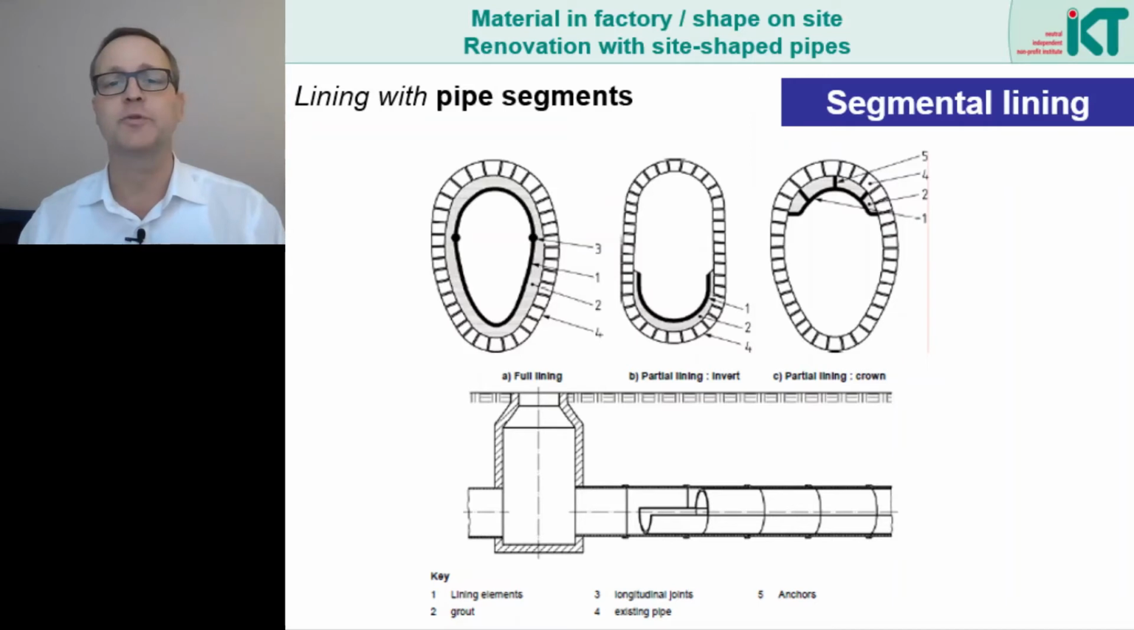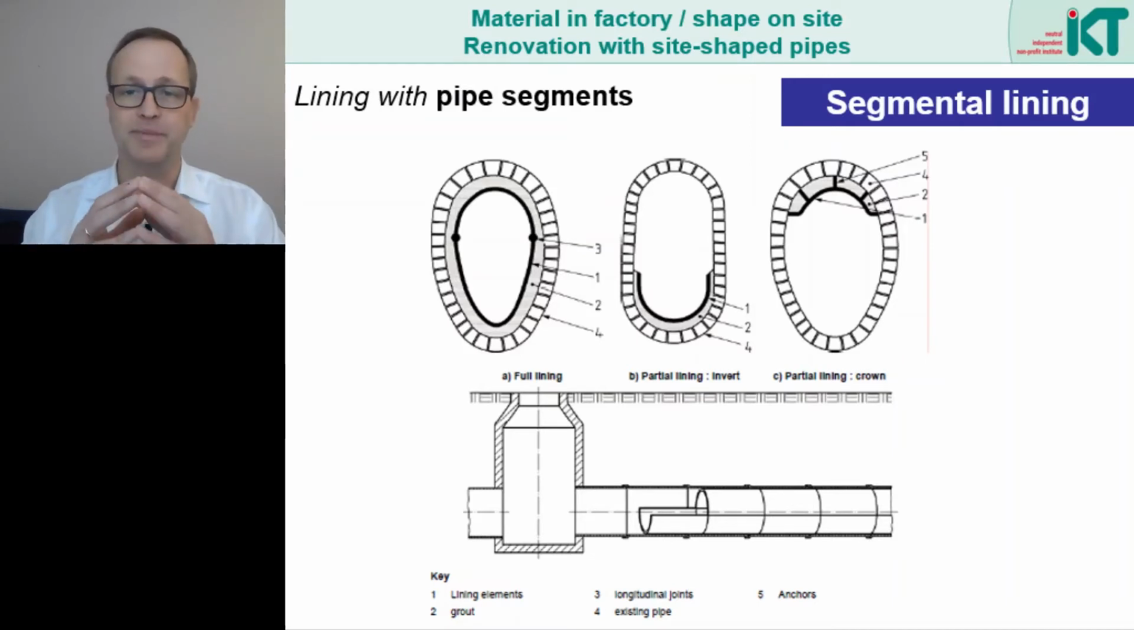The connections between the elements are extremely important in segmental lining. These must be permanently tight and corrosion-proof. The annular space between the lining elements and the old pipe is usually filled with grout.